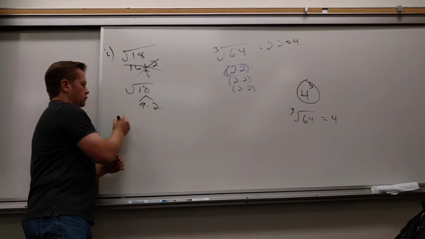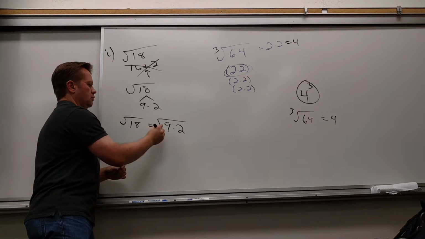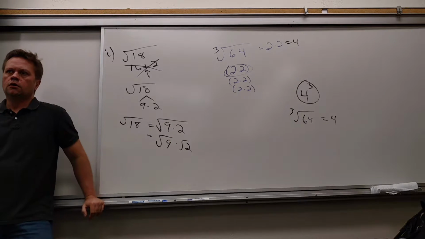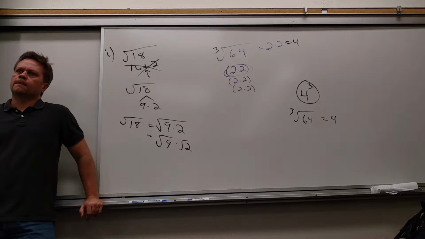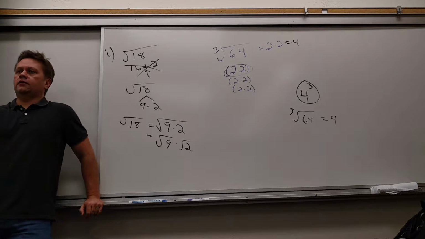So I can rewrite the square root of 18 as the square root of 9 times 2, which is the square root of 9 times the square root of 2. Let me stop there for a second. Yes, ma'am. Can't you just like factor the 9 and put 3 times 3 in? That's the second method.